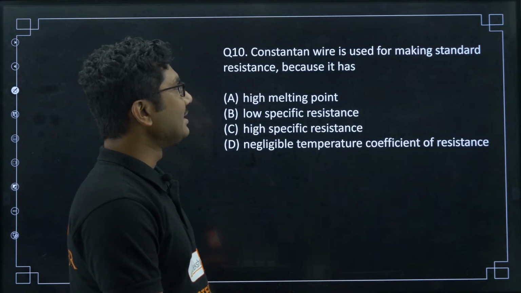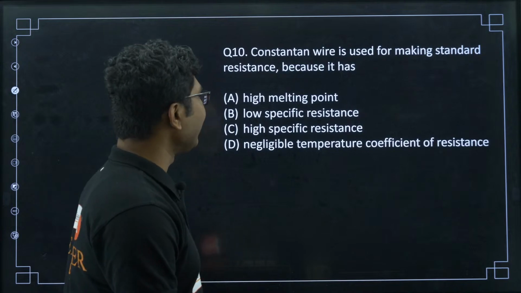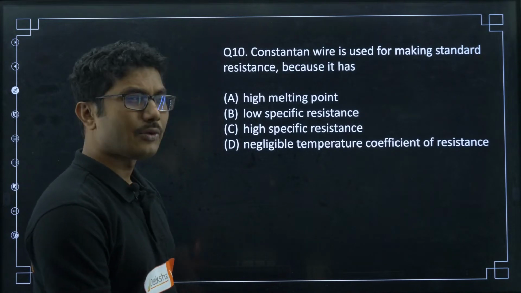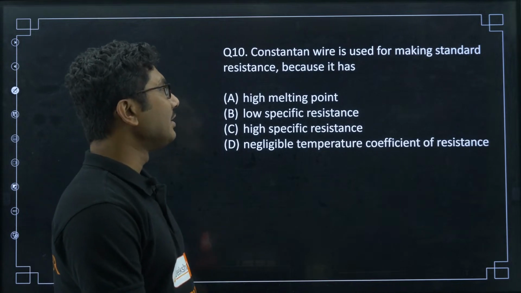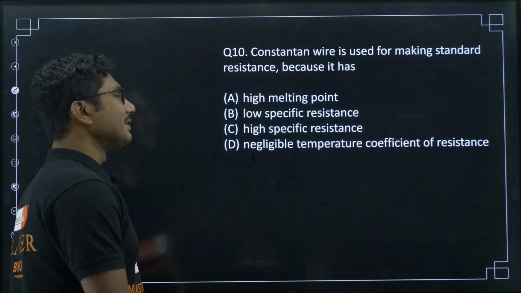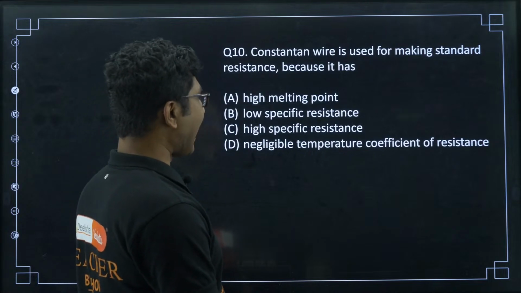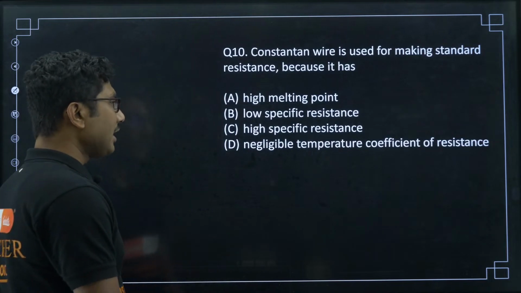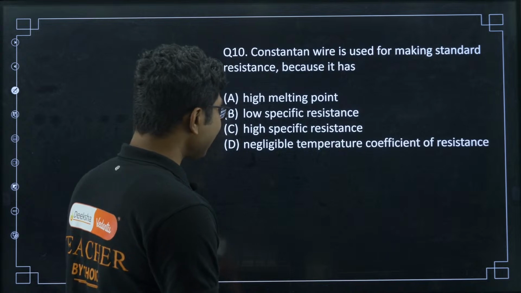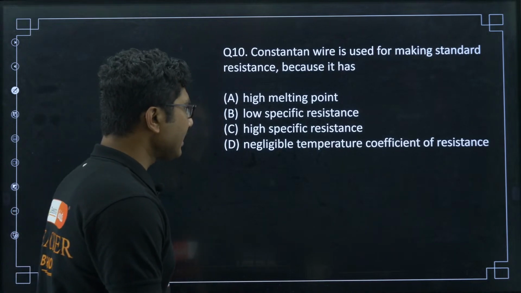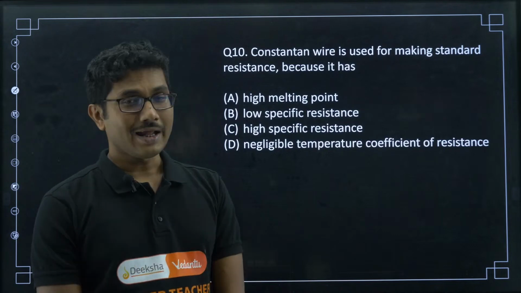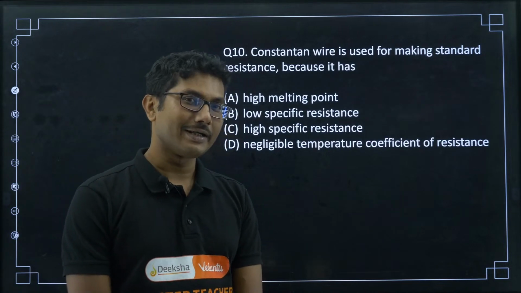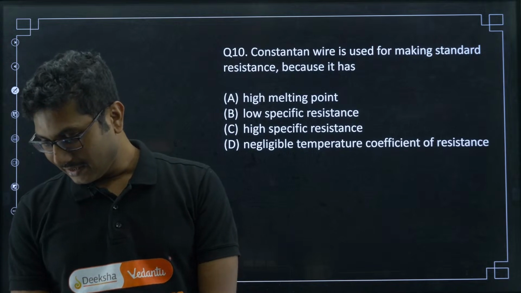Constantan wire is used for making standard resistance because it has high melting point, low specific resistance, high specific resistance, negligible temperature coefficient of resistance. This is an old question, but a common question. Now, again options are self-explanatory and easy to answer.